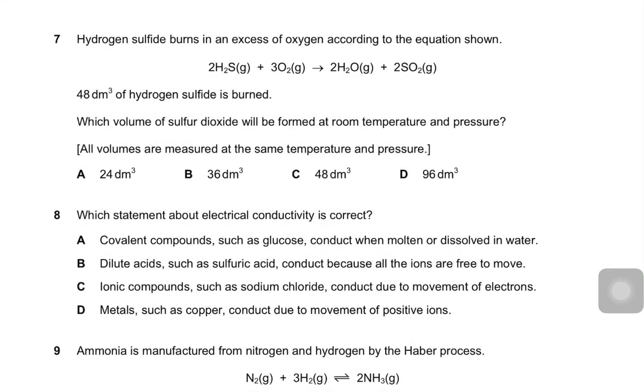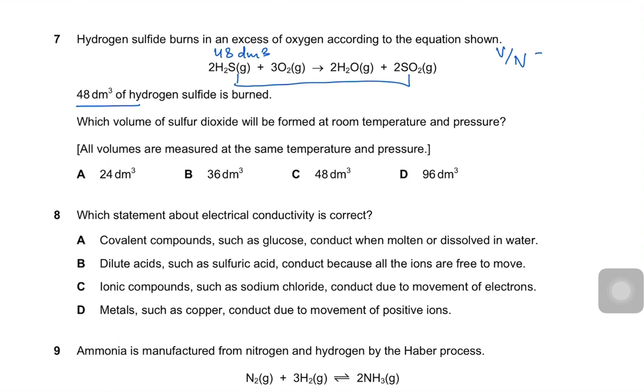It says hydrogen sulfide burns in excess of oxygen according to the equation shown. 48 decimeter cube of hydrogen sulfide is burned. Now this is the volume of hydrogen sulfide. Okay, now remember one thing. They're concerned with which volume of sulfur dioxide will be formed. So it's a relationship between hydrogen sulfide and sulfur dioxide.